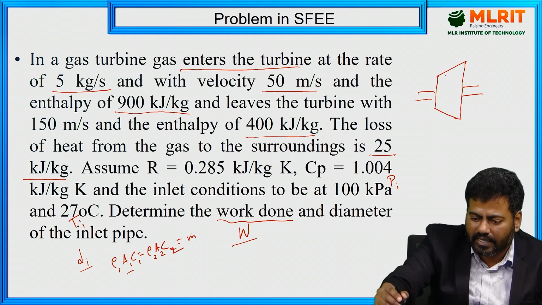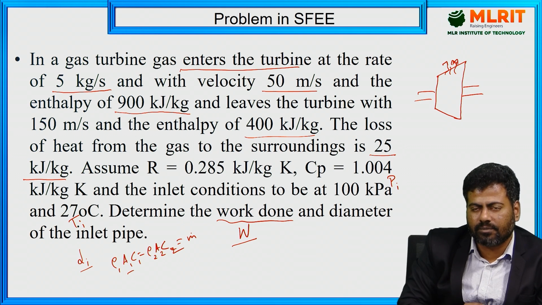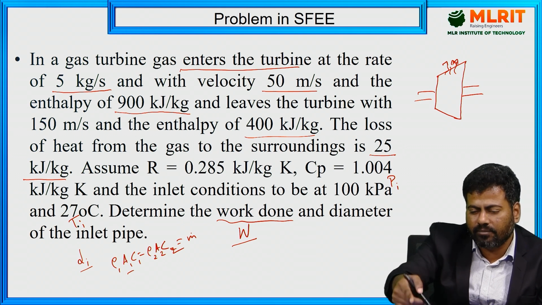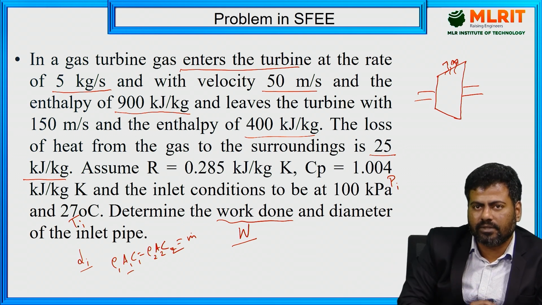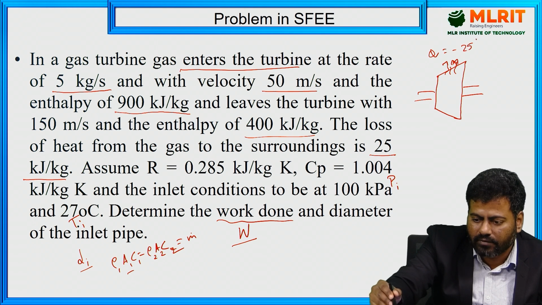See, the heat loses from the system to the surroundings, which means it is not insulated. In that way, we are supposed to consider it. So the heat is transferring from the system to the surroundings, so obviously we are supposed to consider it as negative. That is our sign convention. So Q, they have given, Q equal to minus 25 kilojoule per kilogram.